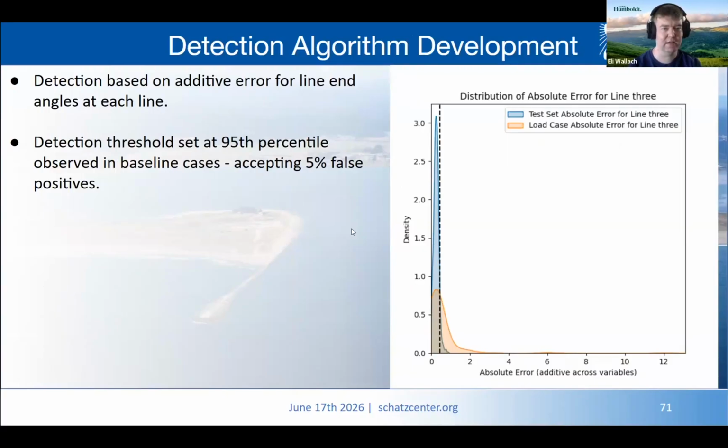The next slide focuses on how we determine a detection threshold. This is based on additive error across predicted metrics for a single mooring line, in this case, downwind line 3. The figure shows the distribution of the test cases as well as the load cases for line 3. And we set the detection threshold at the 95th percentile for validation cases, which explicitly accepts a 5% false positive rate. You can see that this detection threshold has a dotted vertical line on the distribution graphic. The fact that much of the load case distribution falls to the left of this line indicates that some entanglements are not detectable with this approach. However, a significant portion lies to the right of this line, and these would be detectable.